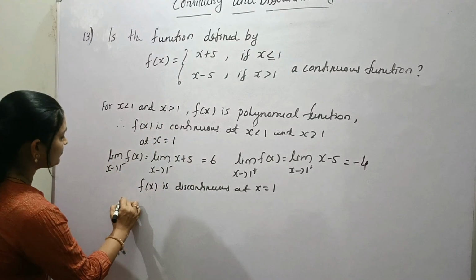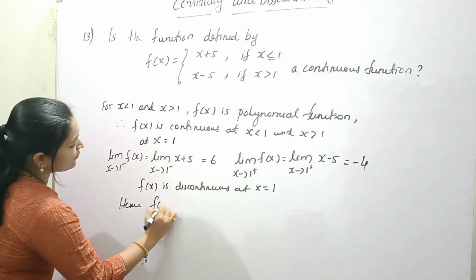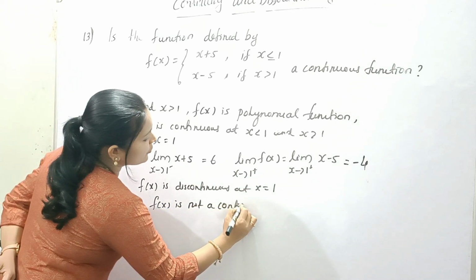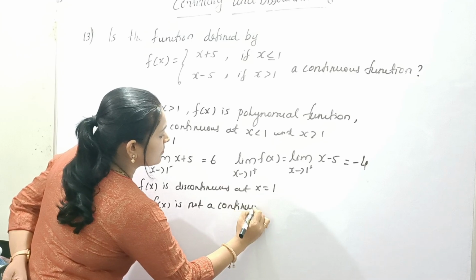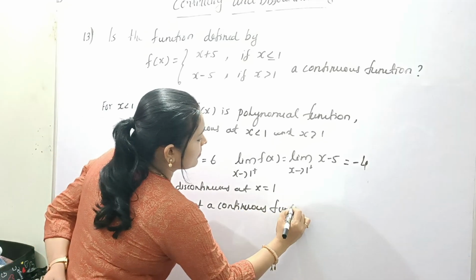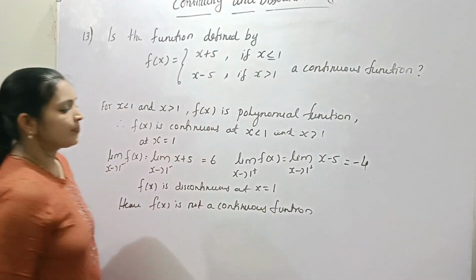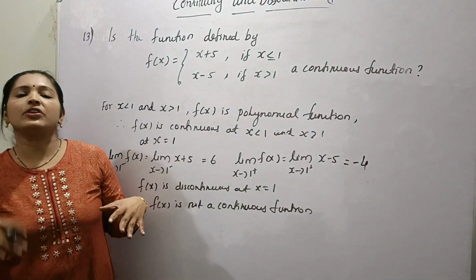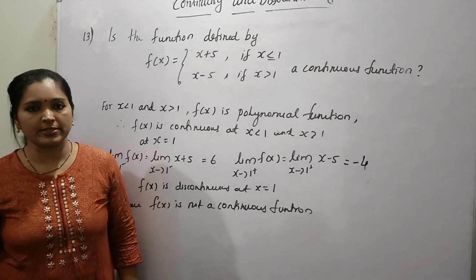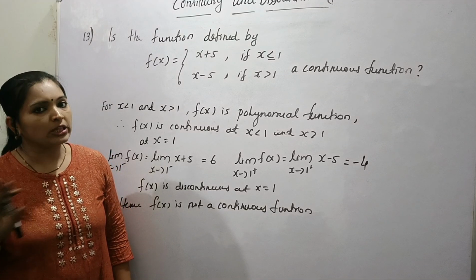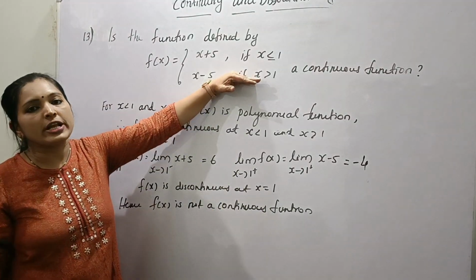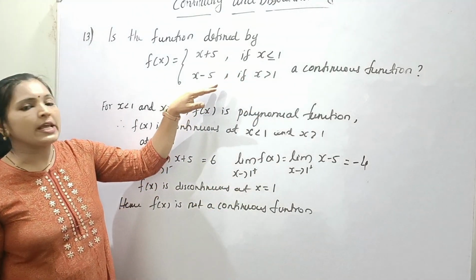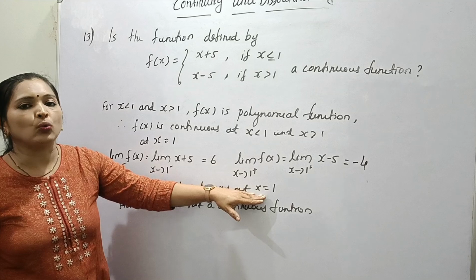Hence, f of x is not a continuous function. Because a function is continuous if the function is continuous at all the points. If the function is continuous at all the points, then we say the given function is a continuous function. But it is not a continuous function because this function is not continuous at x is equal to 1.